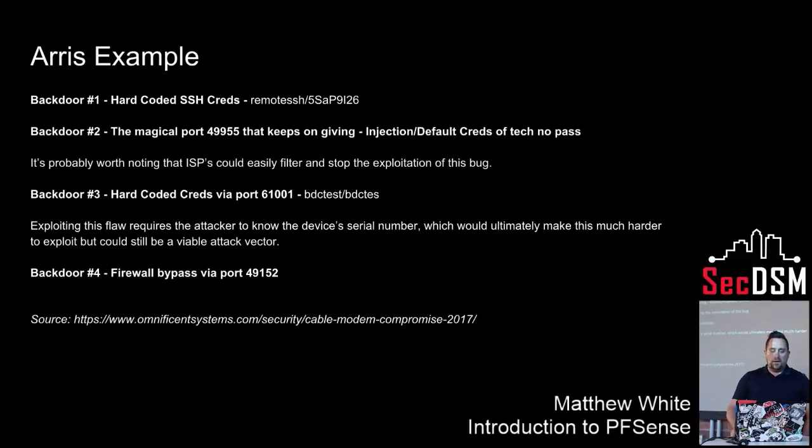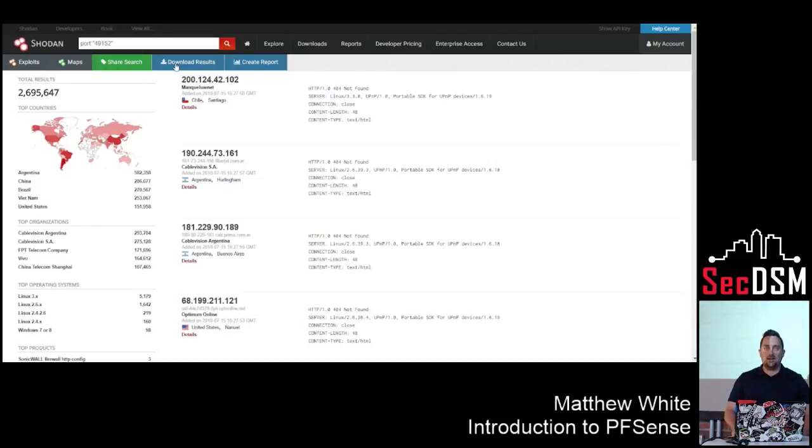And it was noted that ISPs could easily filter and stop the exploitation of this bug. Backdoor number three, it's hard-coded creds again on port 61001. There they are. And as well as backdoor number four, which is the firewall bypass via port 49152. And again, if you want to read all about it, follow the link. So I decided to go to Shodan, our favorite tool. Look, 2,695,647 devices are using port 49152. So you can only imagine what kind of fun someone could have with this.